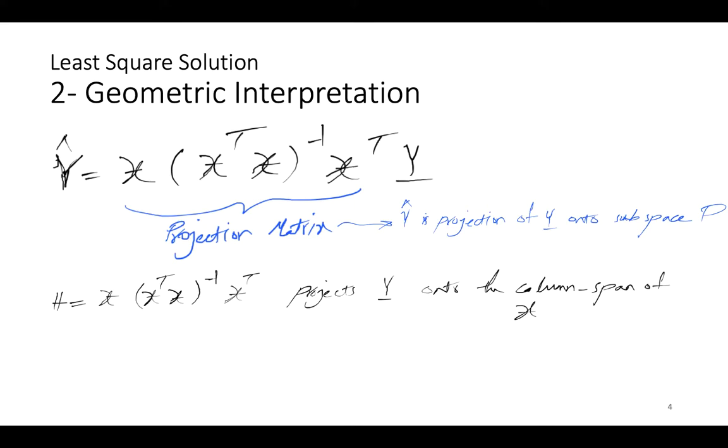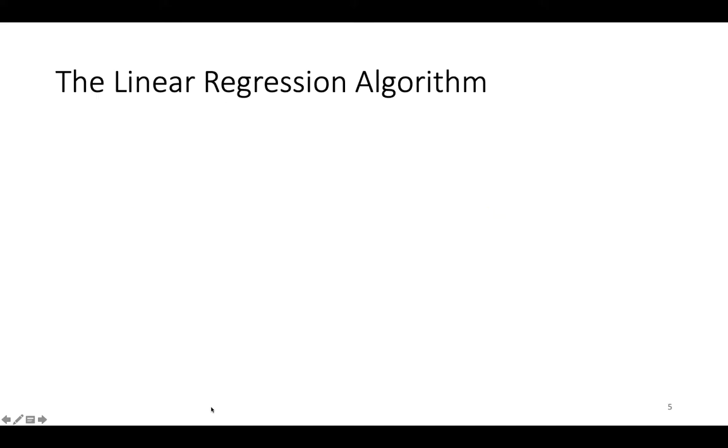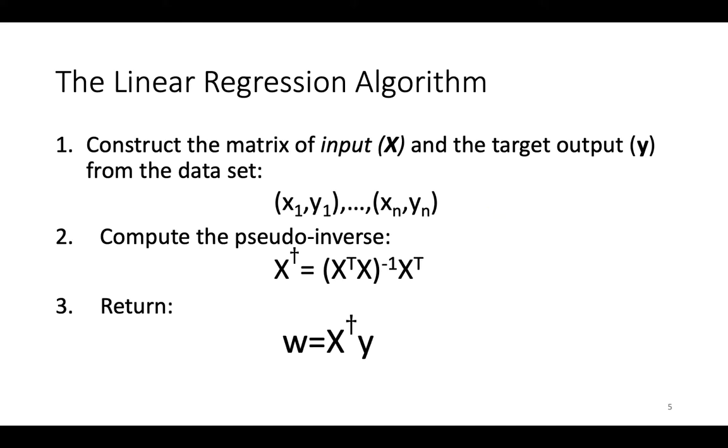So today we're going to talk about a few examples of both cases. Also, let me just recap the spanning definition again. We say a set of vectors spans a space if every other vector in the space can be written as a linear combination of the spanning set. And that was the recap of the overall linear regression algorithm. We have to construct the matrix of input, which we call the design matrix. It includes all your training data, all your x's, and their respective labels. Then we have to compute the pseudo-inverse, either this way or using a geometric method. And then the return of this would be the w, right?